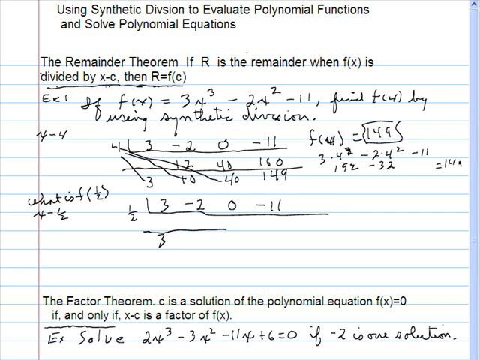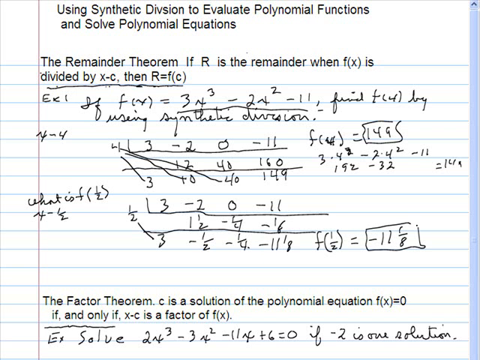We'll bring down the first number, we'll multiply. Now 3 times a half is 1 1/2, so when I add I get negative a half. Half times negative a half is negative a fourth, so when I add I get negative a fourth. A half times negative a fourth is negative 1/8, so when I add I get negative 11 1/8, which means f of a half, that is, if I plug a half into this big long f of x up here, I will get negative 11 1/8. Now you can plug that in for yourself to make sure it works, but it works, and that's what you get. So f of a half is negative 11 1/8.